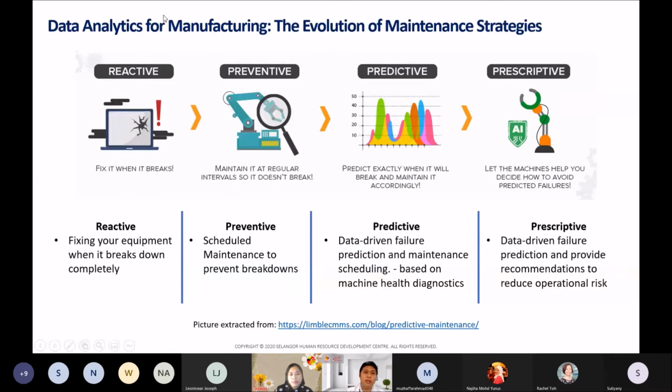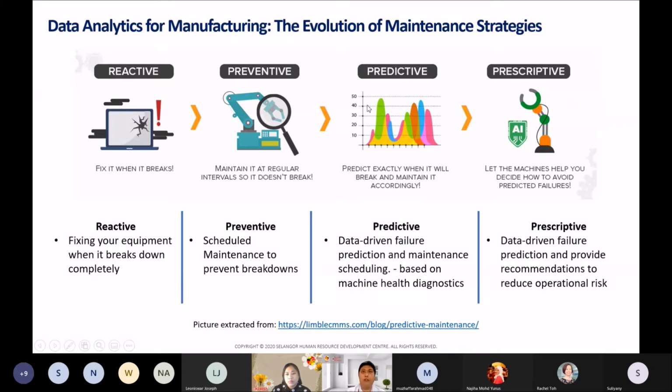So we are moving the maintenance strategy, using data analytics, from reactive to preventive and all the way to predictive. Predictive maintenance will then be able to use data to forecast when you need to change certain parts of your machine, and you are able to change it based on the data that you get from your particular machine.